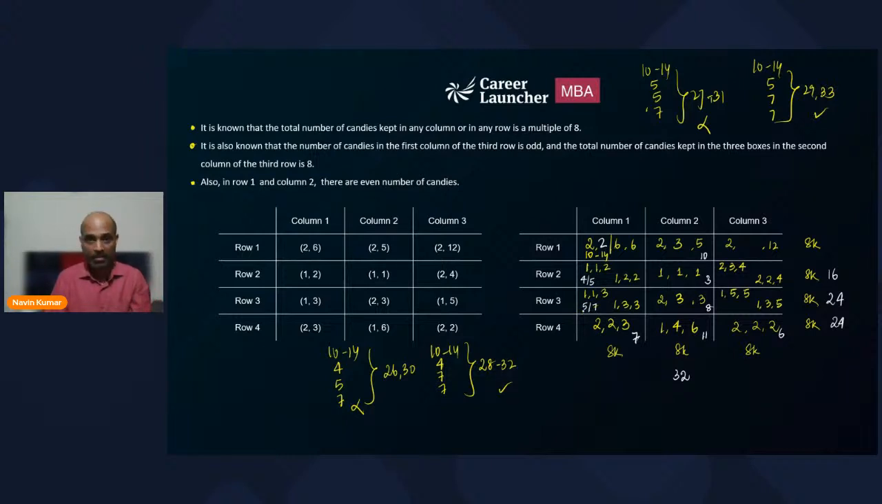We can't have a 5 because every time in row 3 we had a 5, it was not a multiple of 8. So this becomes 7. So 133 is only acceptable value. So this is going to give us a 7. Okay.